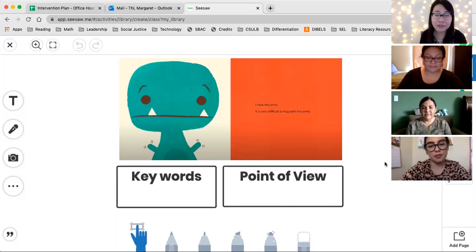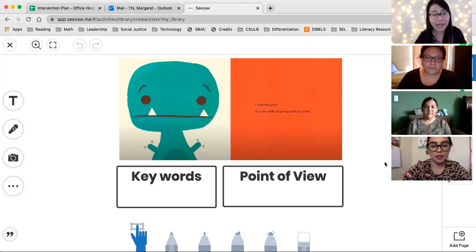Because we can talk about point of view when we talked about opinion texts or when we're writing opinion, because we want to figure out what's your point of view or what's your opinion. But in reading today, what we're focusing on, it's not your opinion or my opinion. It's who's telling the story? Which point of view is the story written in?